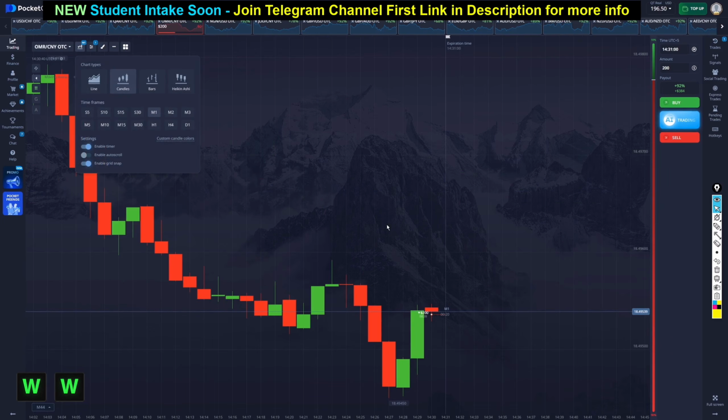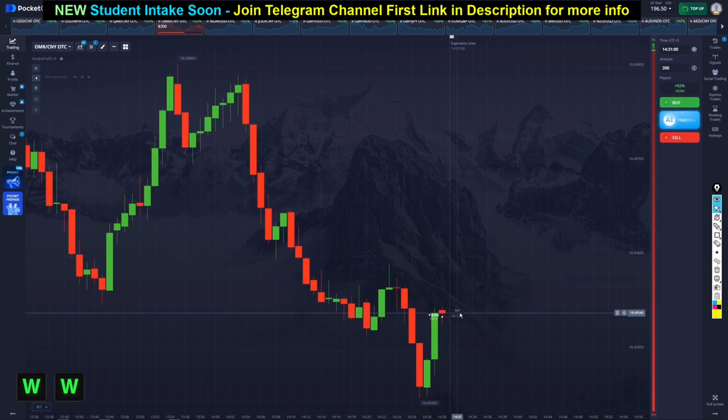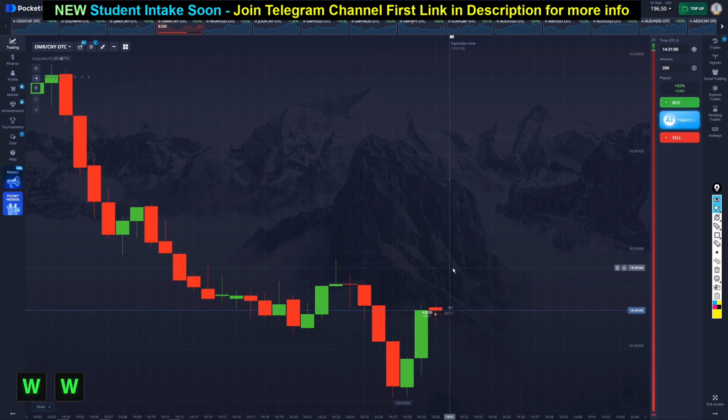Wait, let me check the 1 minute. Oh yeah, we have gap up as well. This is an order block. I hope I win this trade. It's not the cleanest trade, also not the cleanest entry, but I believe this is a good trade.